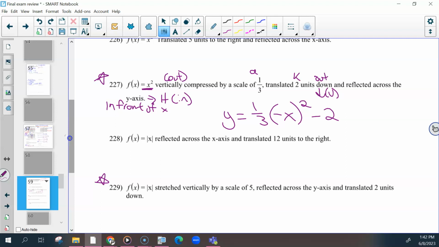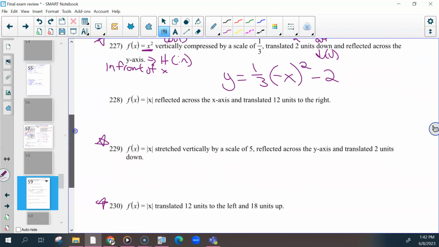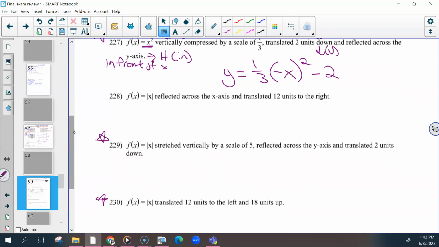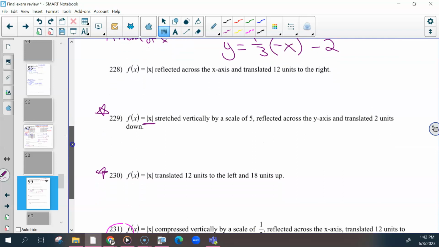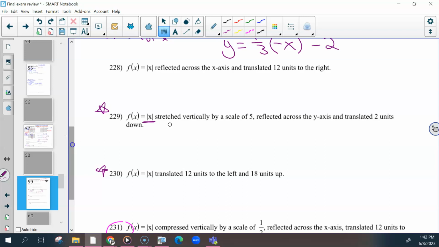Questions on that? For 229, the parent function has switched. It's now absolute value of x. This is stretched vertically by a scale of 5, so we know it's going to be outside, and that's going to be your a value.